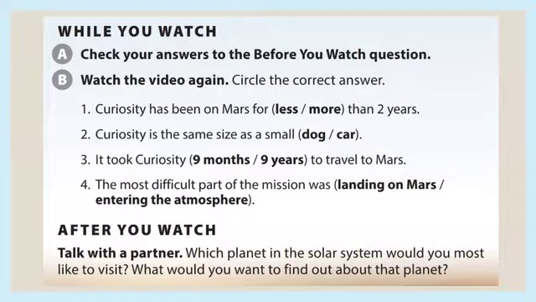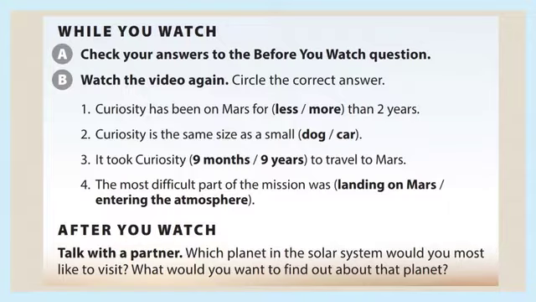So the first one says, Curiosity has been on Mars for more than 2 years. Two, Curiosity is the same size as a small dog or car. It took Curiosity 9 months, 9 years to travel to Mars. The most difficult part of the mission was landing on Mars, entering the atmosphere.